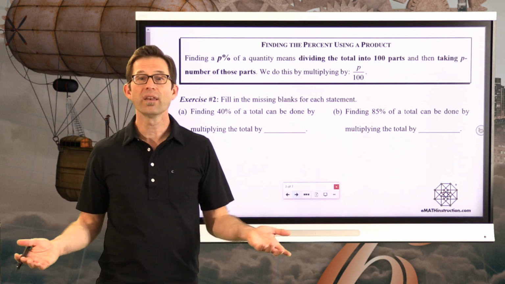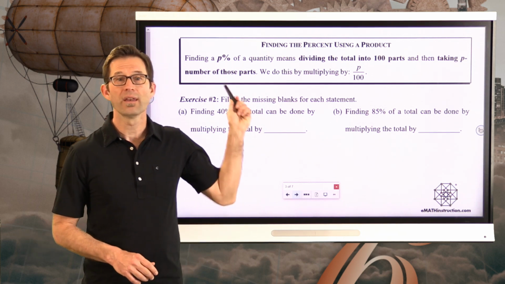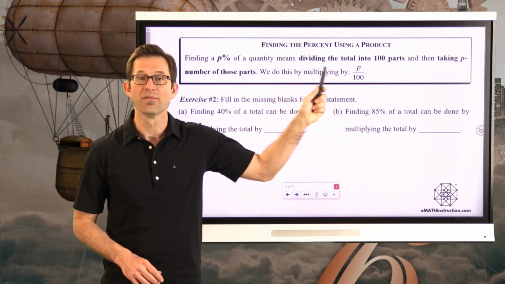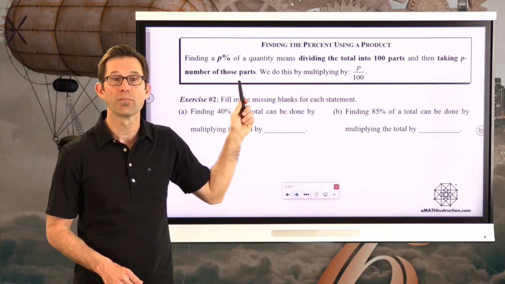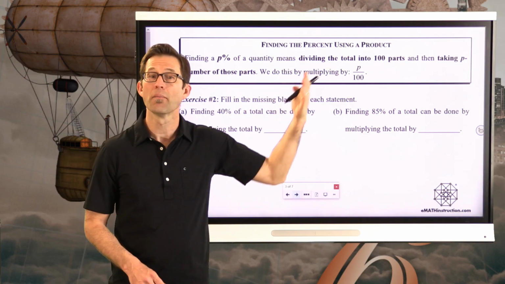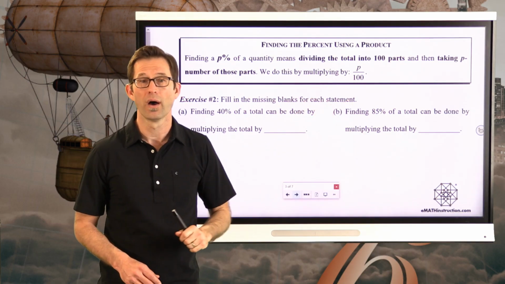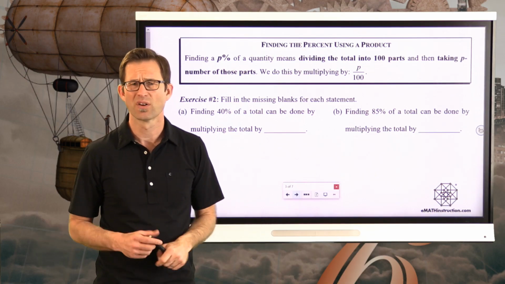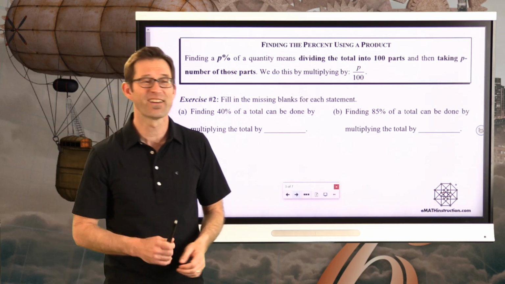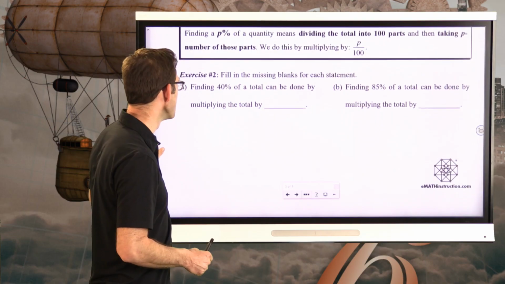All right, finding the percent using a product. Finding p% of a quantity means dividing the total into 100 parts and then taking p number of those parts. We do this by multiplying by p over 100, or p hundredths, or p out of 100. That starts to sound a little weird. All right, let's take a look at exercise 2. Let me get that up to the top.